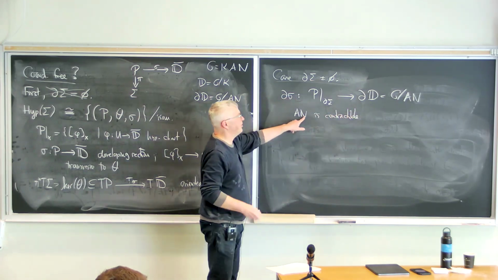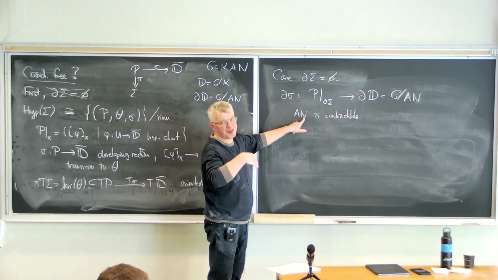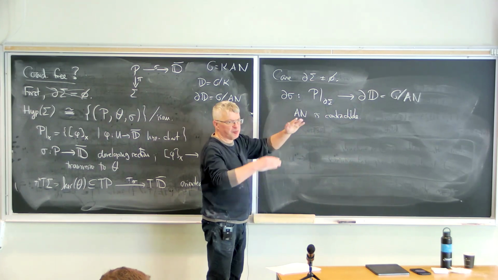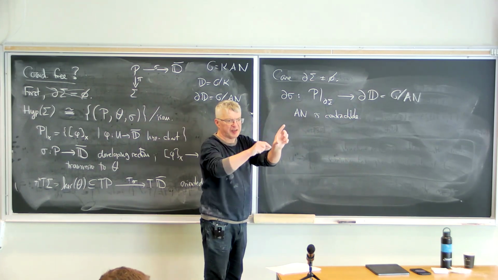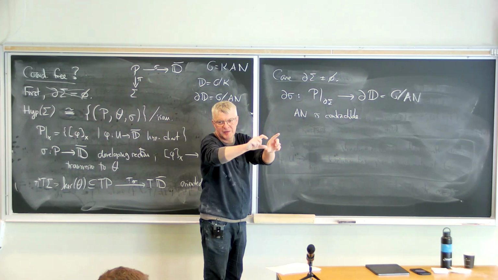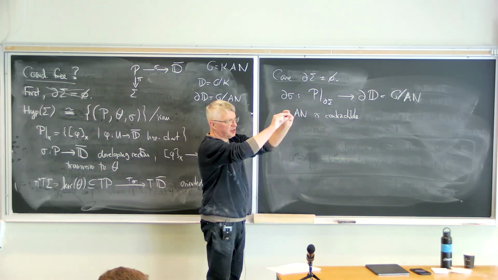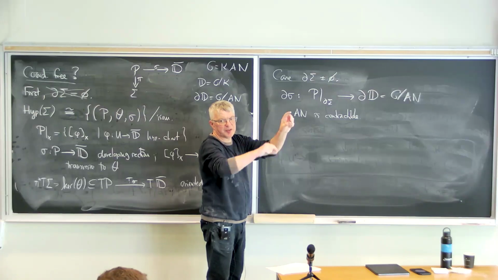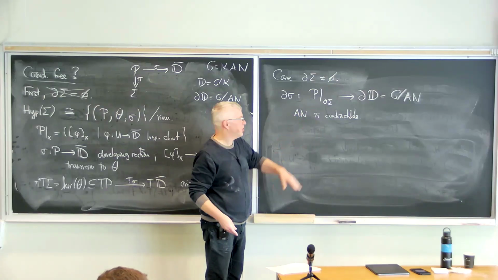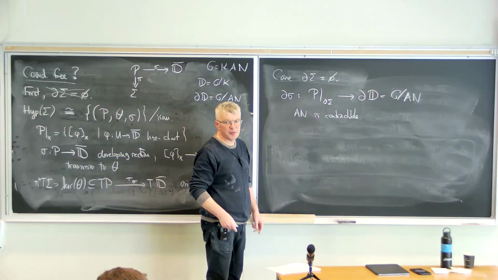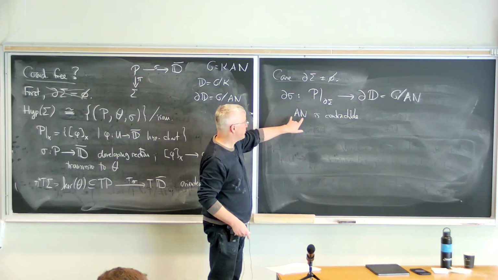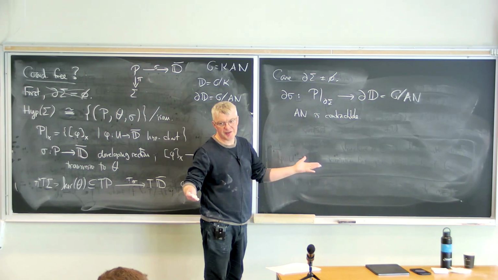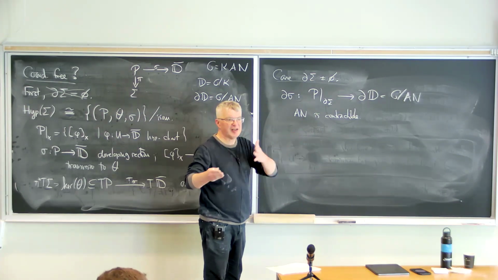If you think of SL2R, then the N would be upper triangular matrices with ones on the diagonal. That's contractible, it's just R. And the A is positive diagonal entries of determinant 1, so it's just e to the lambda, e to the minus lambda. That's also contractible. So this is just a contractible group. And having a reduction of structure group to something contractible is almost as good as having a trivialization. It gives some homotopy class of trivialization.